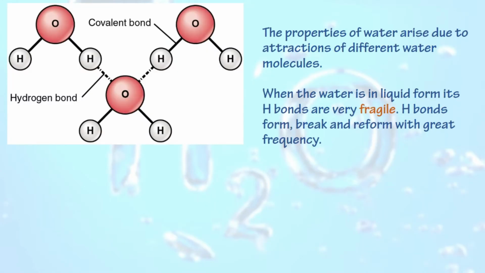The properties of water arise due to attraction of different water molecules. In this picture, you can find the covalent bond within the water molecule between oxygen and hydrogen atoms. But between the water molecules, hydrogen bonds form. This is due to the high polarity of water molecules. And this hydrogen bond forms between negative charge oxygen atom and positive charge hydrogen atom.